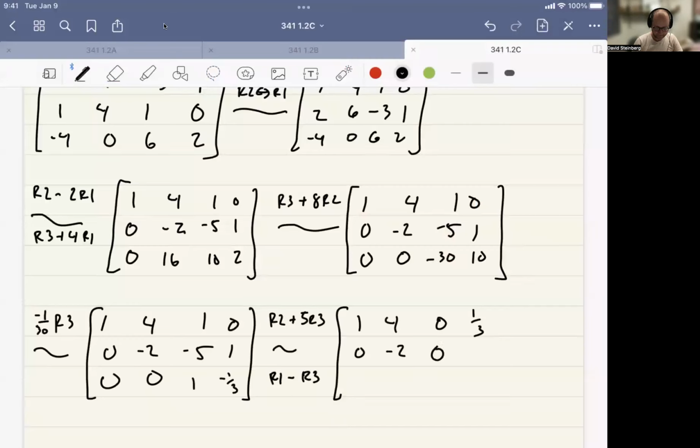Row 2 plus 5 row 3. Okay, so we want 1 minus 5/3 is 3/3 minus 5/3 is -2/3. Good. 0, 0, 1, -1/3.